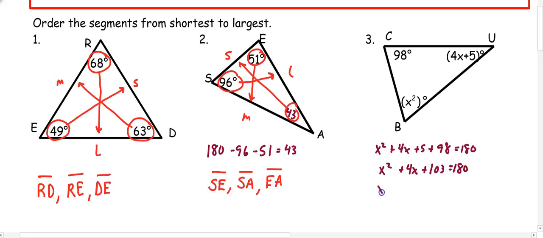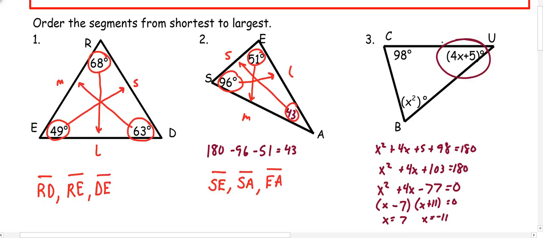I can subtract 180 from both sides, so x squared plus 4x minus 77 equals 0. Two numbers that multiply to negative 77 and add to 4 are negative 7 and positive 11. When I solve for x, I switch the sign, so x is 7 or x is negative 11. If I used negative 11, I would get a negative angle measure here, so x is not equal to negative 11. It's only equal to positive 7.